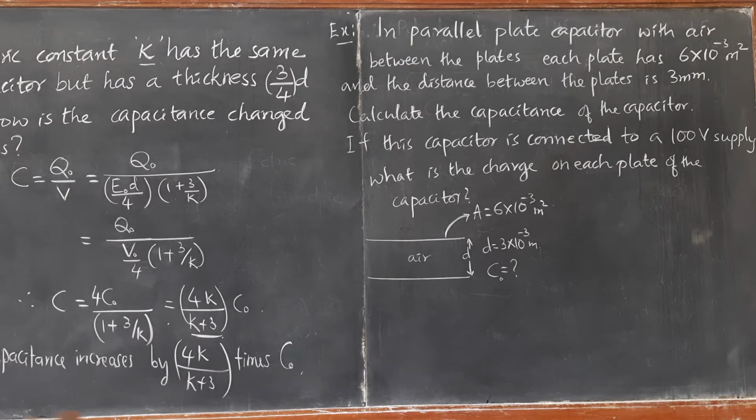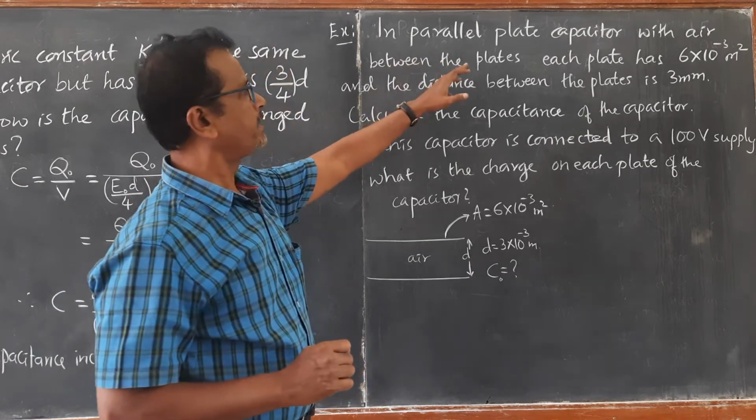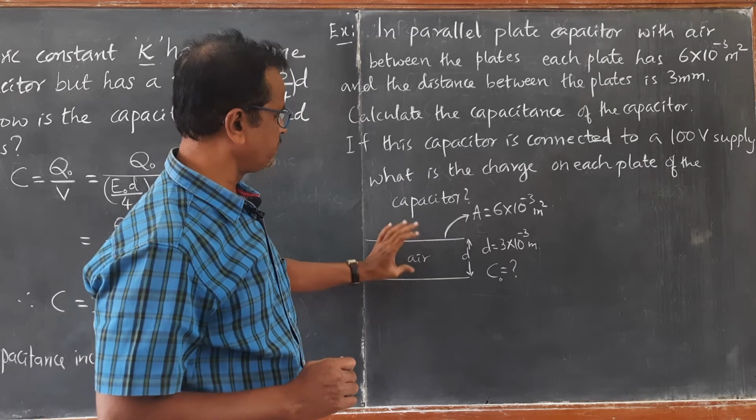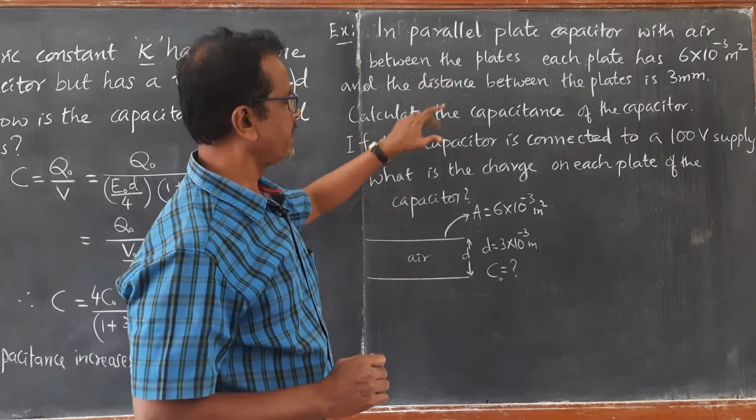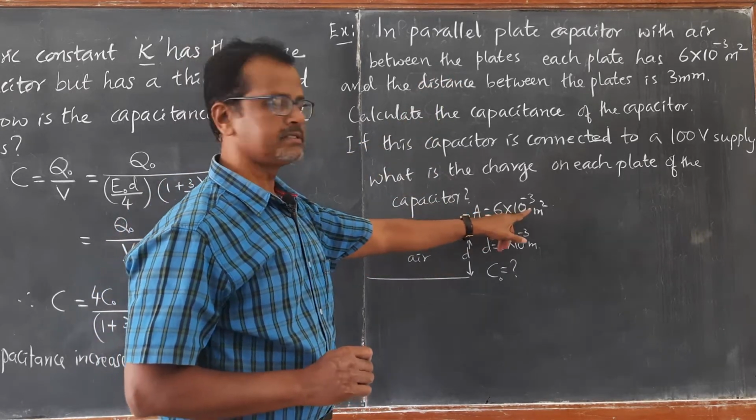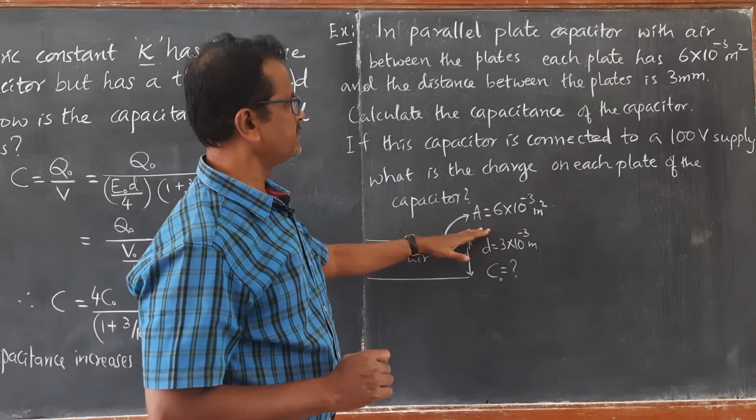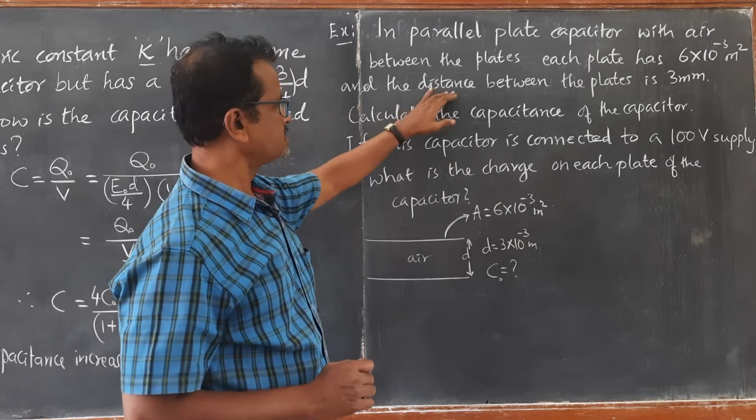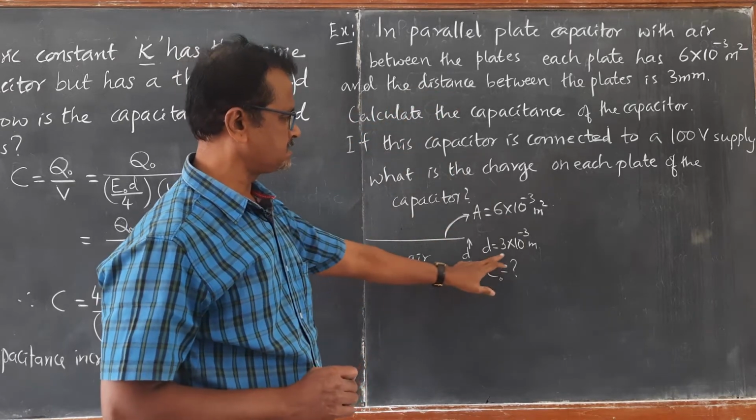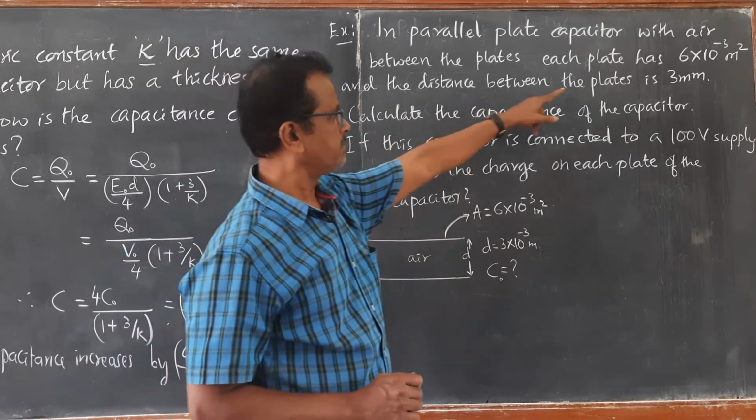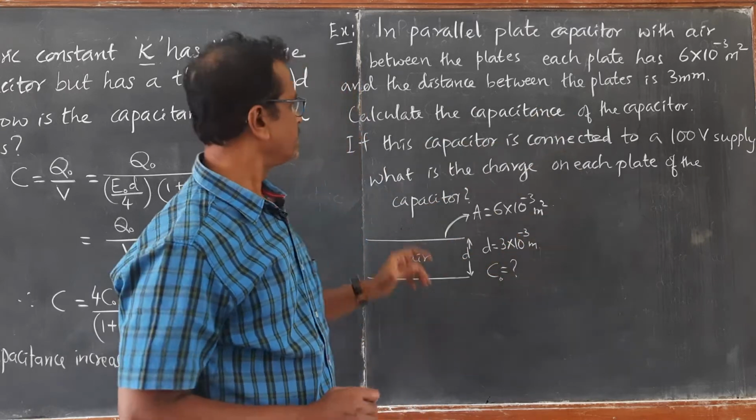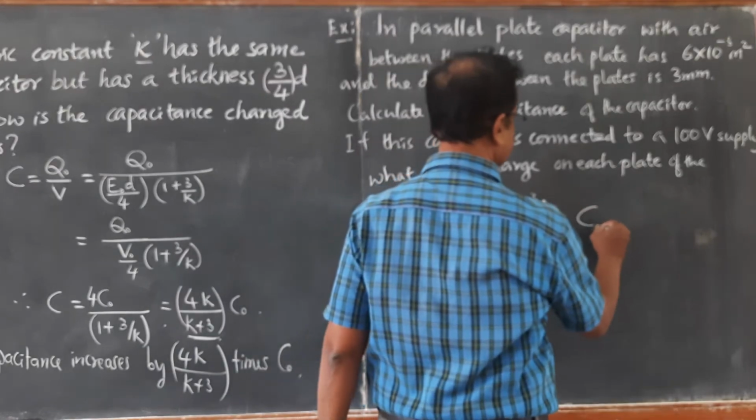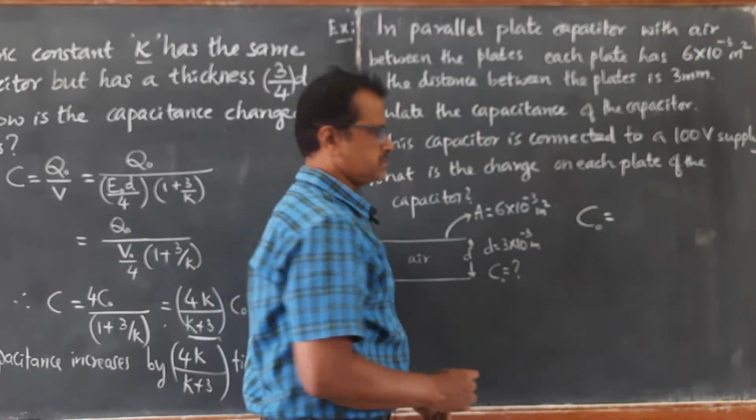Let us look at a simple problem. In a parallel plate capacitor with air between the plates, each plate has a surface area of 6 into 10 raised to minus 3 meter square, and the distance between the plates is 3 millimeter, that is 3 into 10 raised to minus 3 meter. Calculate the capacitance of the capacitor with free space or air.